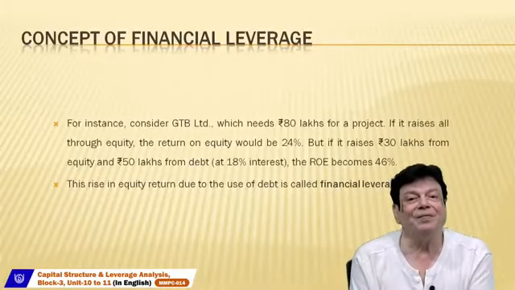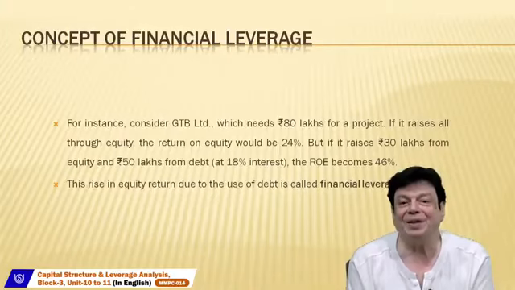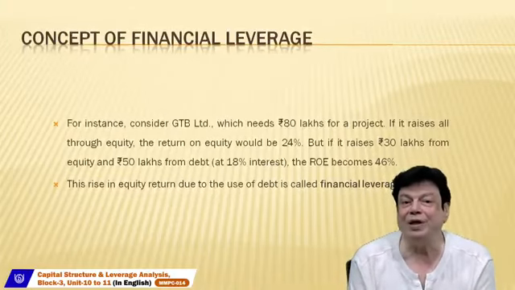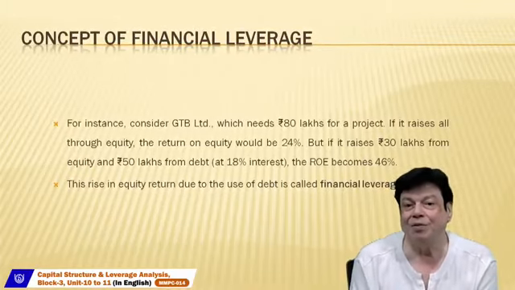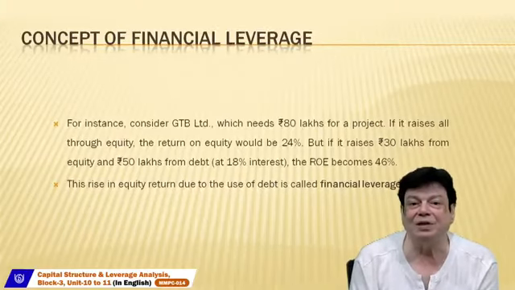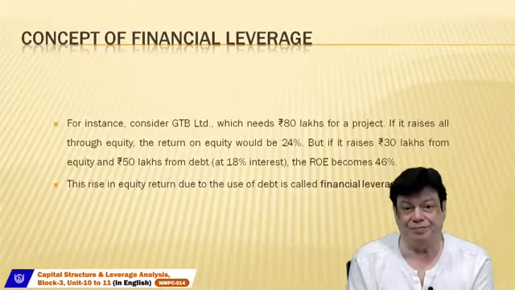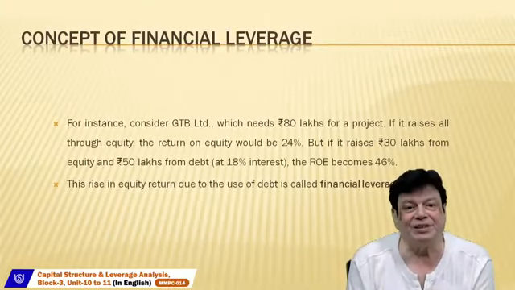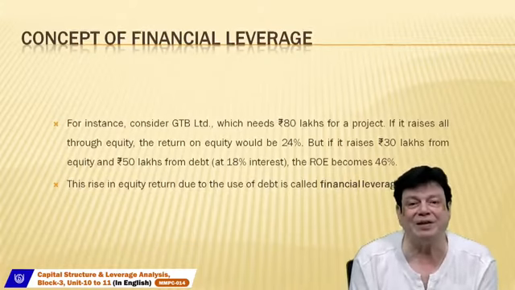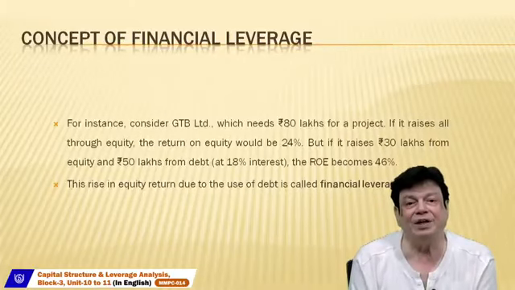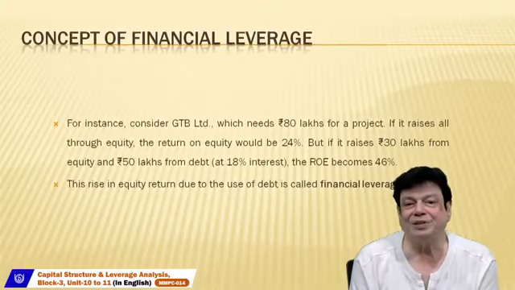Now we are taking the example of GTB Limited, which needs 80 lakhs for a project. If it raises all of it through equity, the return on equity would be 24%. But if it raises 30 lakh from equity by issuing shares, and 50 lakhs from debt, that is borrowing from the bank, etc., and the rate of interest is 18%, then the ROE becomes 46%.